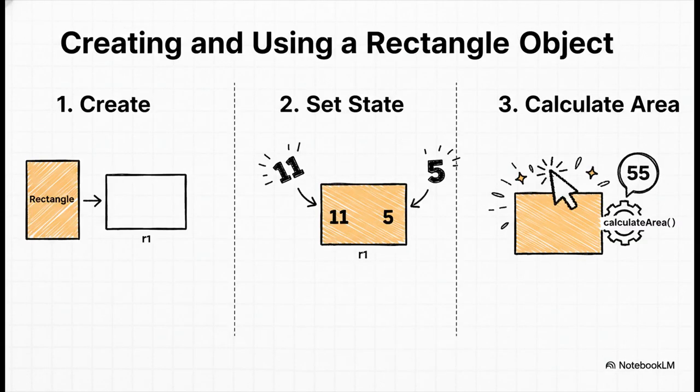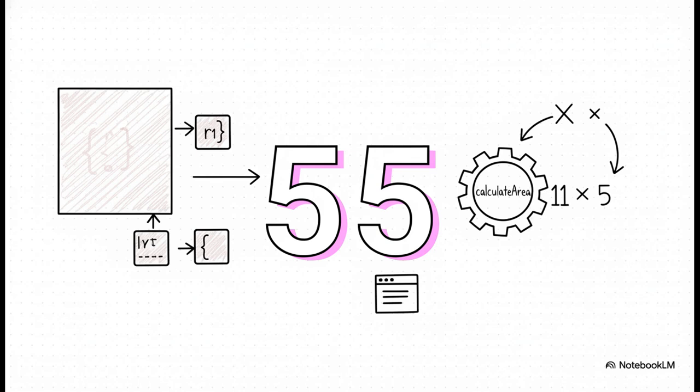Okay, now let's see it in action. First, we use our new keyword to create a Rectangle object called r1. Then, we use a method to set its state. We give it a length of 11 and a width of 5. And finally, with r1.calculateArea, we use that little dot to tell our object, hey, r1, it's your turn. Run your calculateArea behavior. And boom, there's the result, 55.